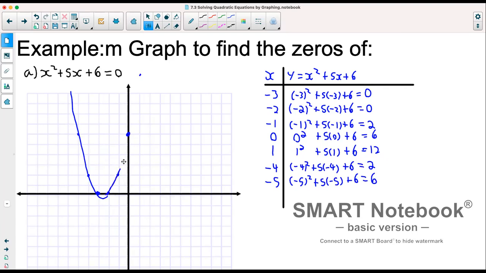Now, like I mentioned before, we're looking for our x-intercepts. So our solutions would be x is equal to -3 and -2, because they are the values of x that make our equation equal to 0.